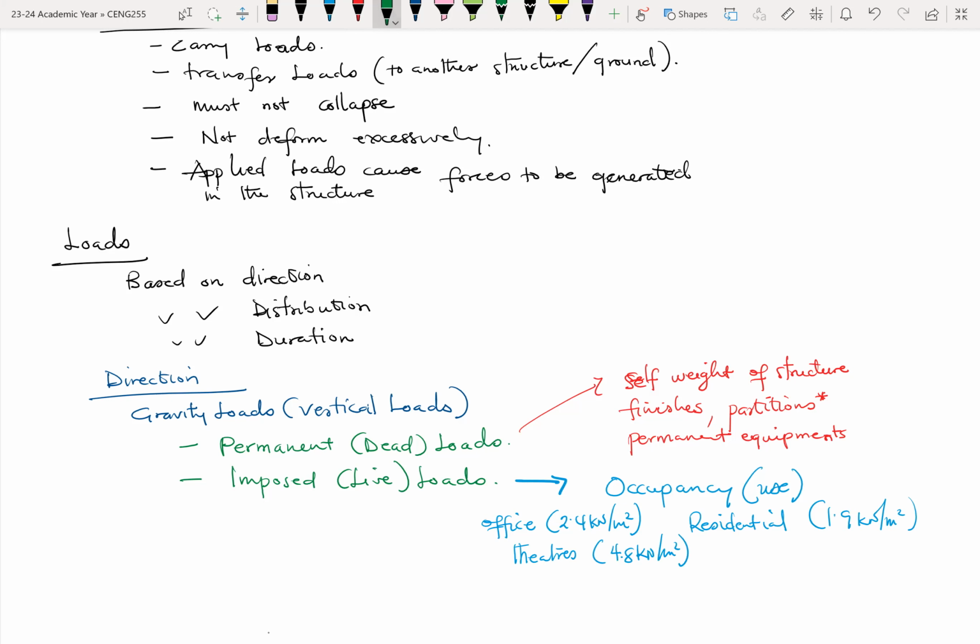Then the other permanent load, gravity loads, are what you call snow loads. In our part of the world, we don't have snow issues. So normally when we are designing structures, we don't include snow loads as part of our design process.